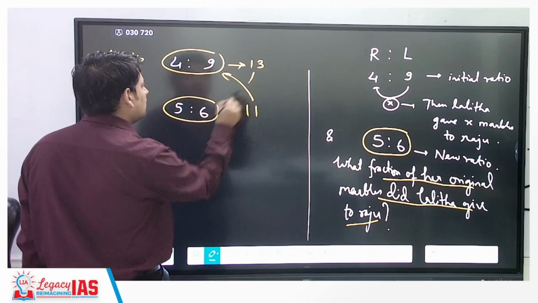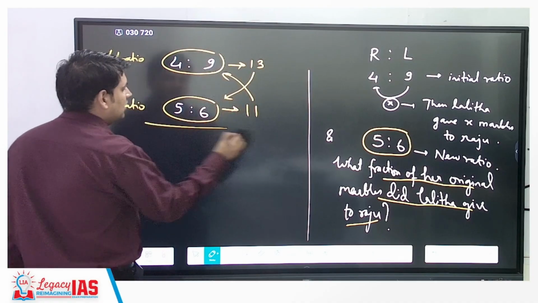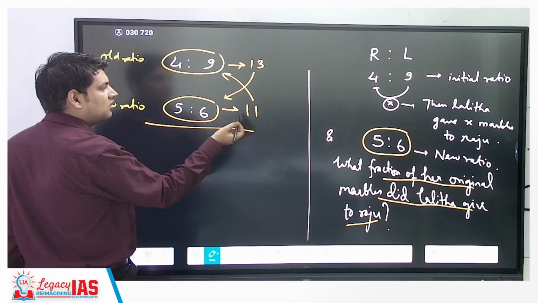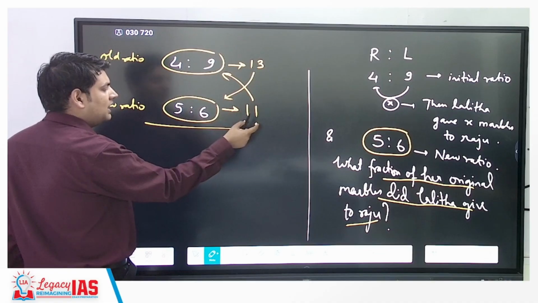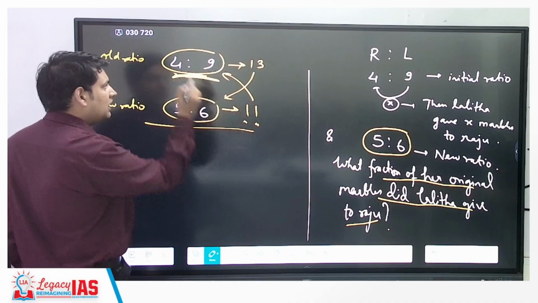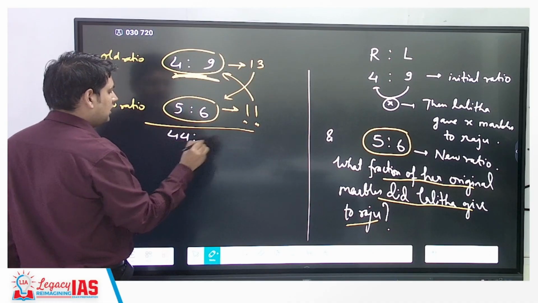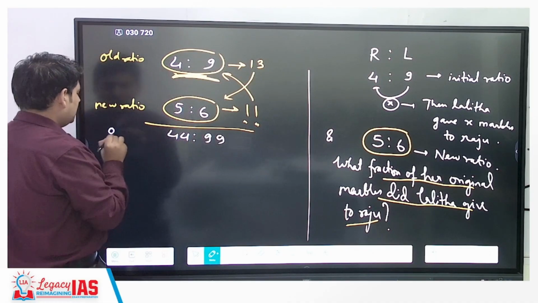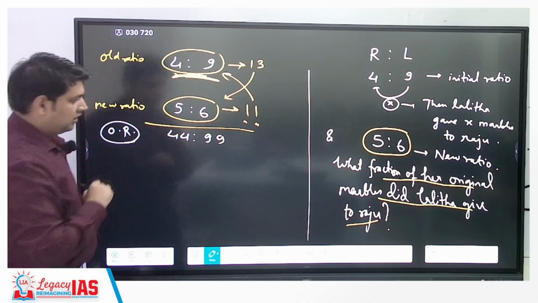Simply, you cross multiply them. So what will you get? Next, the ratio equivalent of this: you multiply 11 with both the parts of this. So what will you get? 11 into 4 is 44, and 11 into 9 is 99. This becomes your original ratio.